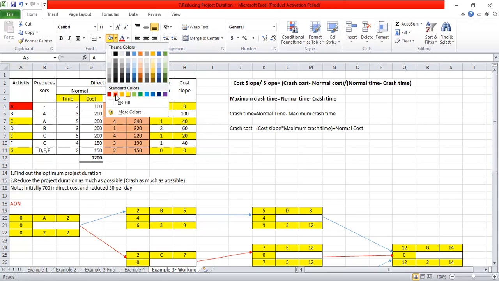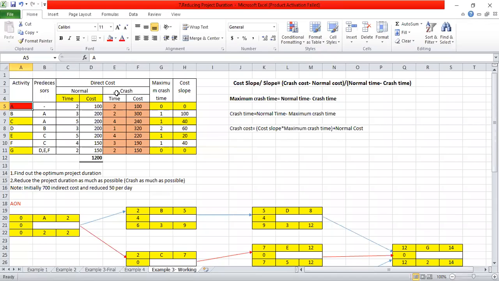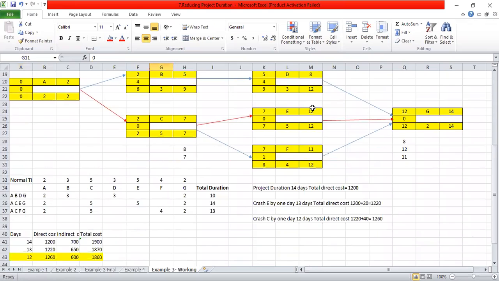So I will put those things in different colors. But in your paper, when you are writing, better to make a cut or cross it out. Simply cut this activity. So for G, as we have 0 maximum crash time, the activities G and A can be cut down, right?